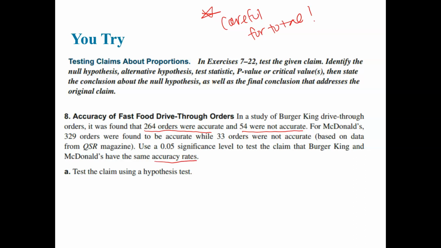So those would be your successes, would be accuracy. And then your N would be your total. So you're going to have to add those up. That's my warning for you for this one. Press play when you're ready to see the solution.